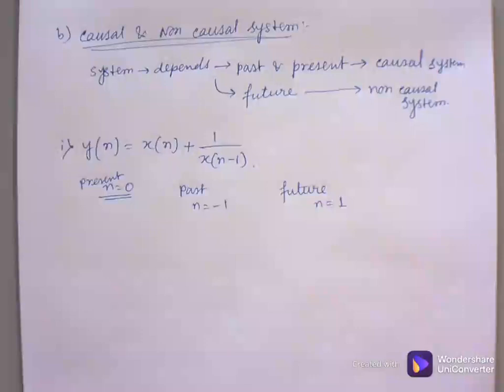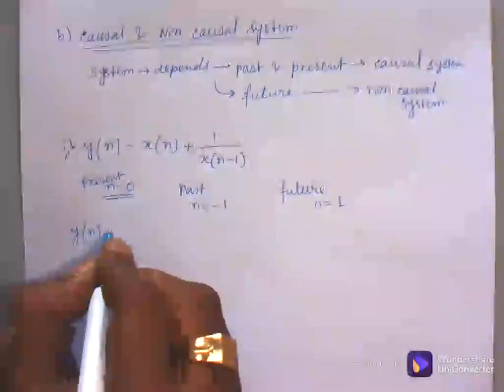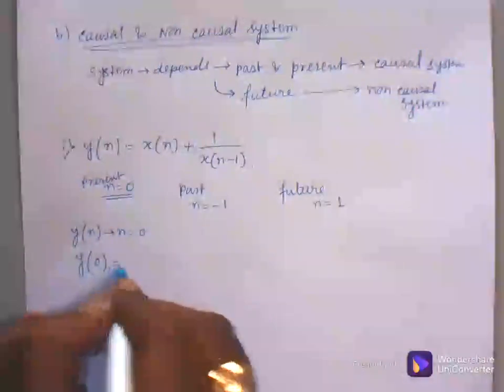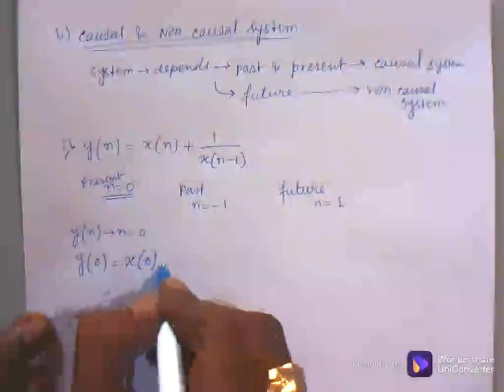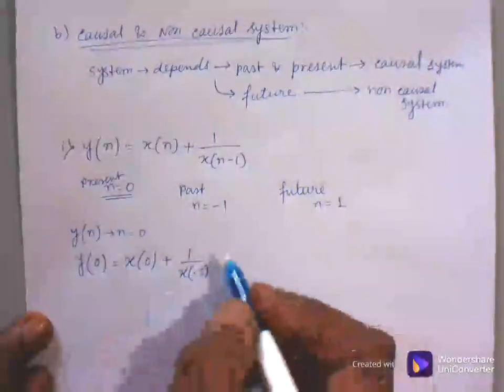Okay, I have to check in this situation, 3 situations, and you will find whether the system is causal system or not. So at n equal to 0, y of 0 equals x of 0 plus 1 by x of minus 2.